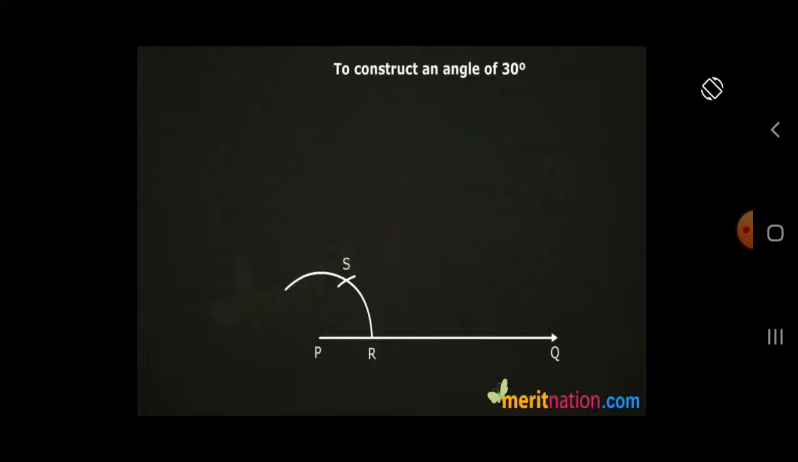Let's call it S. Now take R and S as centers, one by one. And take a radius which is more than half of RS. That's again critical. Draw arcs. You see that? And these arcs, let's say, intersect at the point T. You join PT and extend it. This is the required ray that makes an angle of 30 degrees with our initial ray, which was PQ. So you constructed an angle equal to 30 degrees.